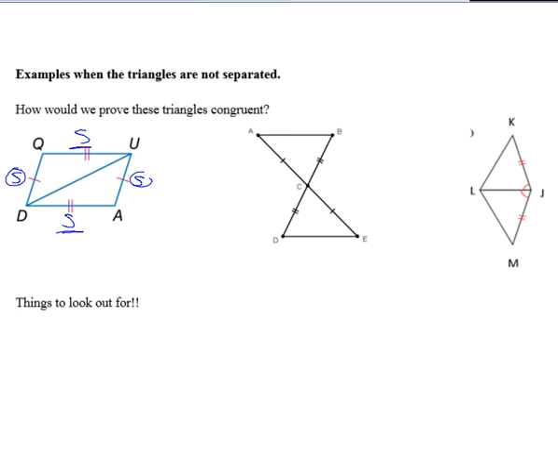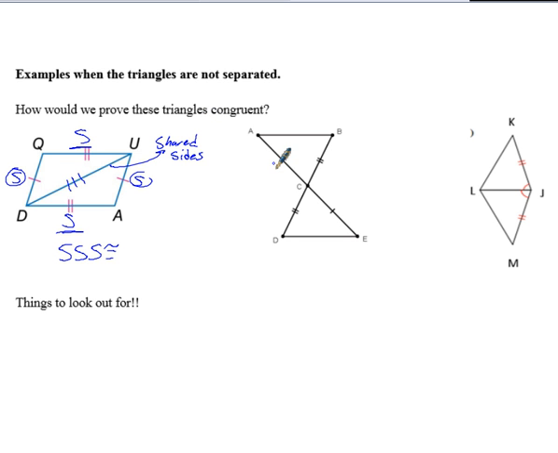But what I can say is that if I cover up this triangle here, it has line UD. And if I cover up this triangle here, it also has line UD. So they have what's called a shared side. And so I can mark that side congruent to itself. And that would be side, side, side. So again, this is called a shared side. So you always want to look out for shared sides.